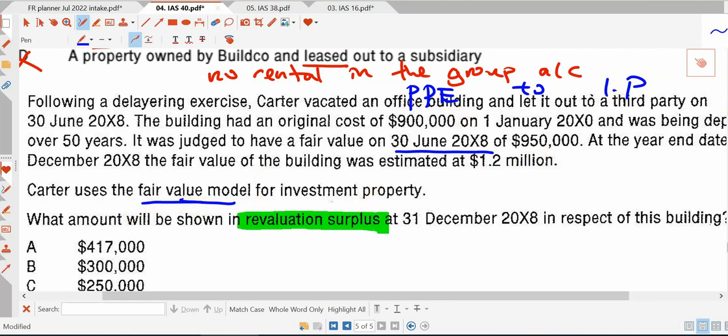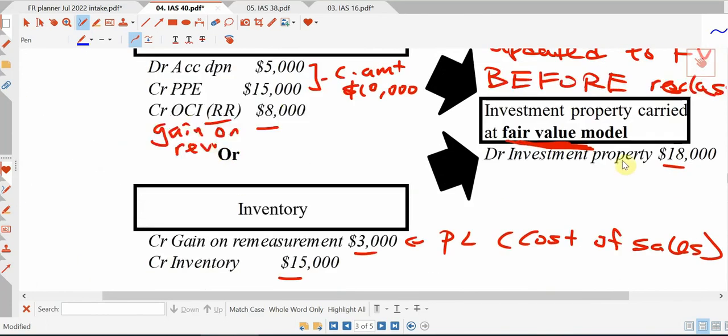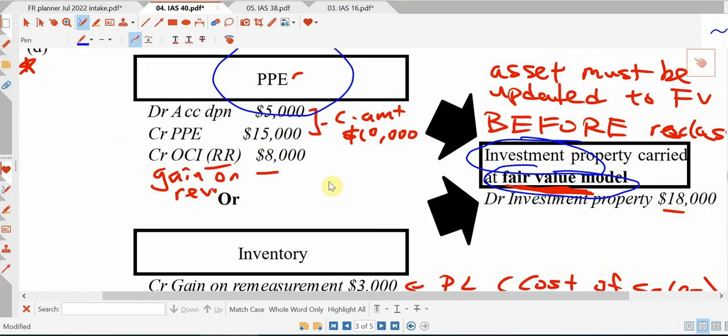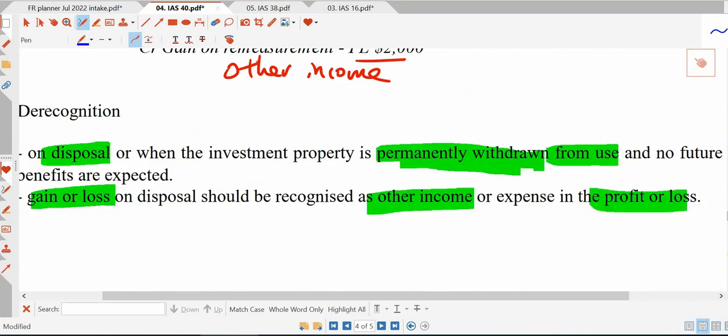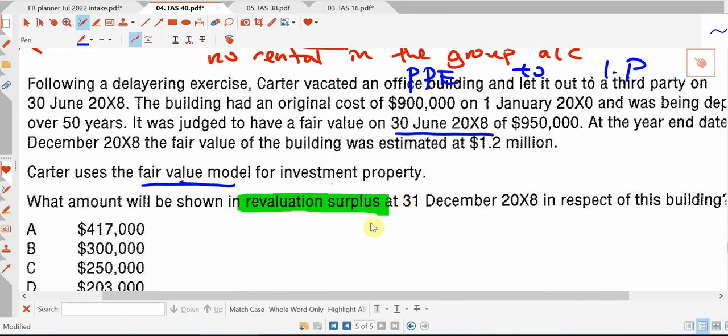I've got a question on that. So if you look at this, from PPE, change to investment property at fair value model. What we have to do is, at the point of reclassification, when they change the usage, we have to do a one-time revaluation to see how much the revaluation reserve is. So that is what the question needs us to do. Check back the question again. I highlighted that. They are looking for the revaluation reserve only.